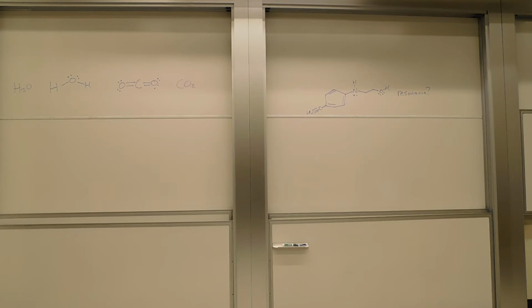Okay, so what I'm going to ask you to do right now, one of those two molecules you cannot draw a resonance structure for, and the other one you can. So I want you to figure out which one you can draw a resonance structure for, and then draw at least one resonance structure. There's several, but draw at least one. I'll give you 90 seconds or so.